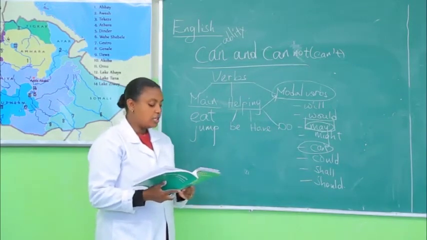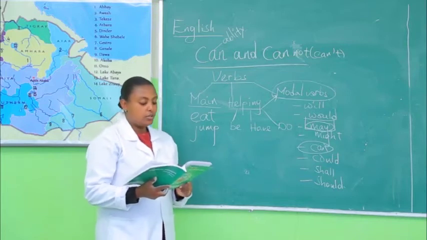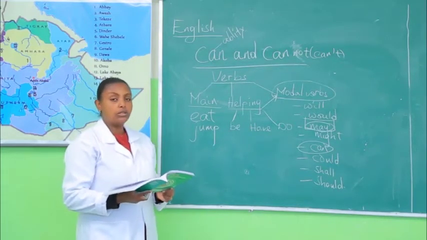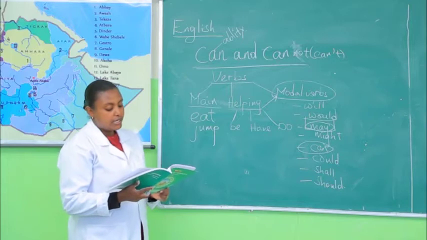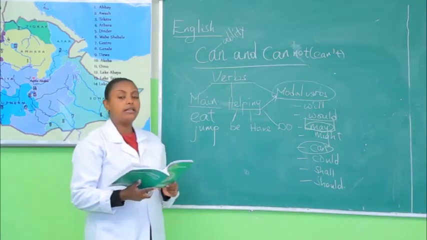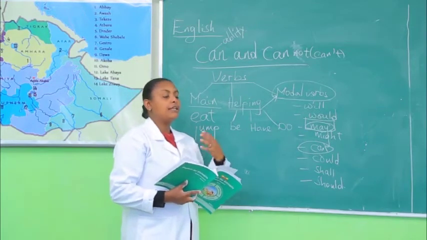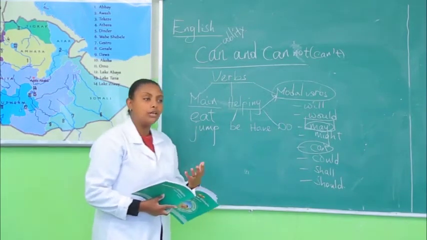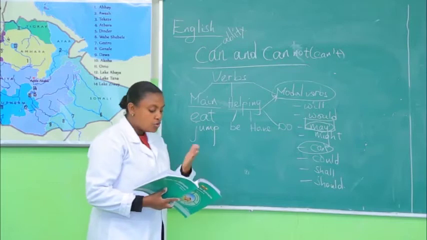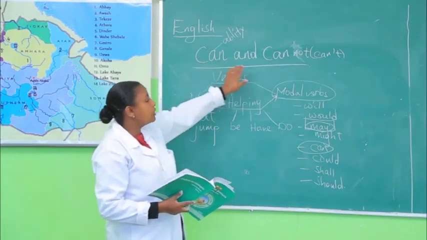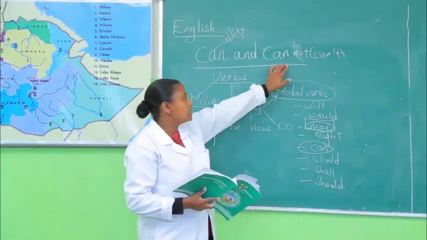Let us see number 4. Children, you blank go out now. It is dark outside and dinner is ready. Now, when it is dark, can we go out and play? No. So what are we going to use? Can or can't? Of course, can't.